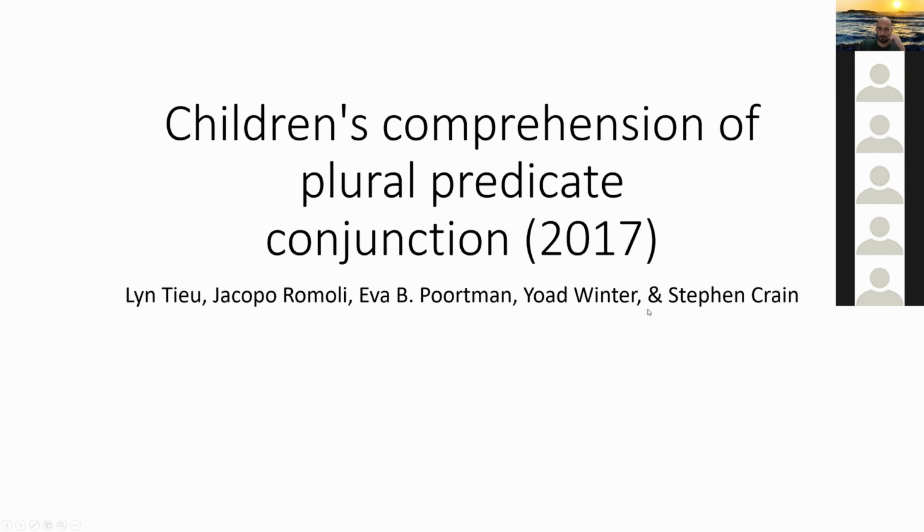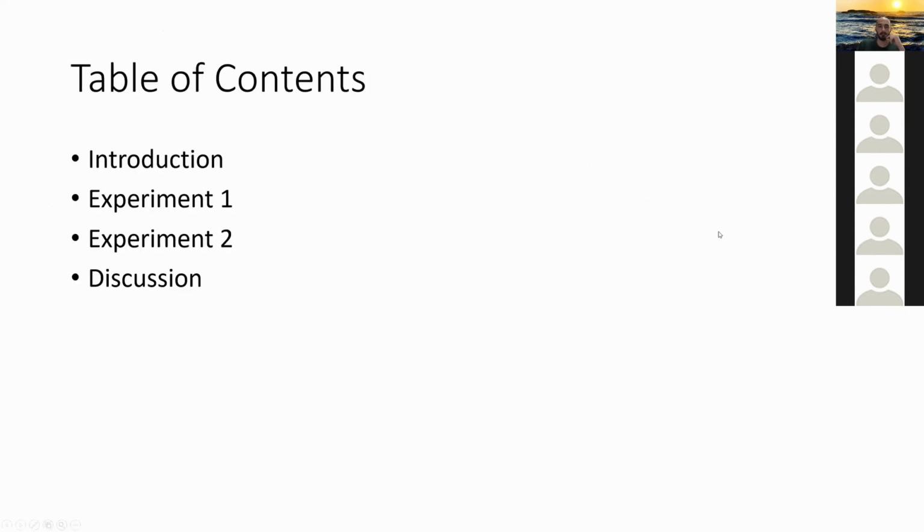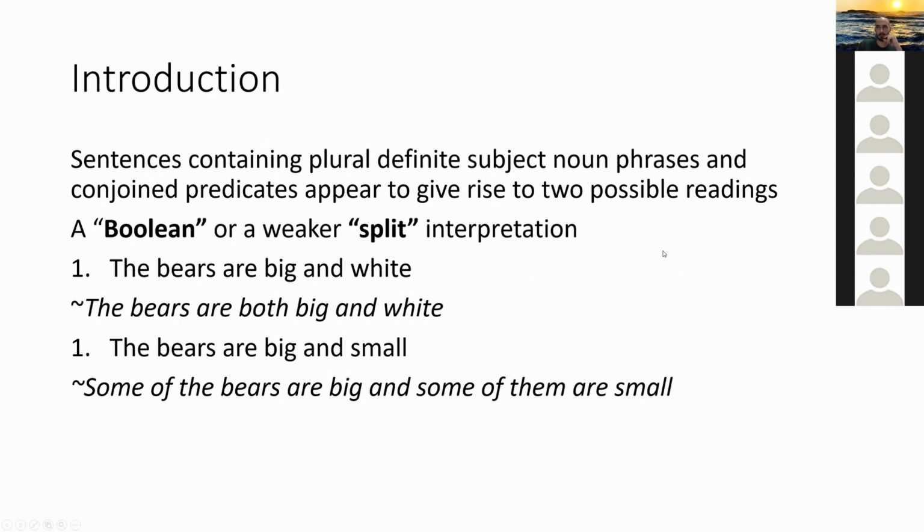So the presentation I'll be doing is on a paper called The Children's Comprehension of Plural Predicate Conjunction, by Tu in 2017. So this is the table of contents. They did 2 experiments along with an introduction and a discussion. So in the introduction, they said that sentences containing plural definite subject noun phrases and conjoined predicates appear to give rise to 2 possible readings, a Boolean or a weaker split interpretation.